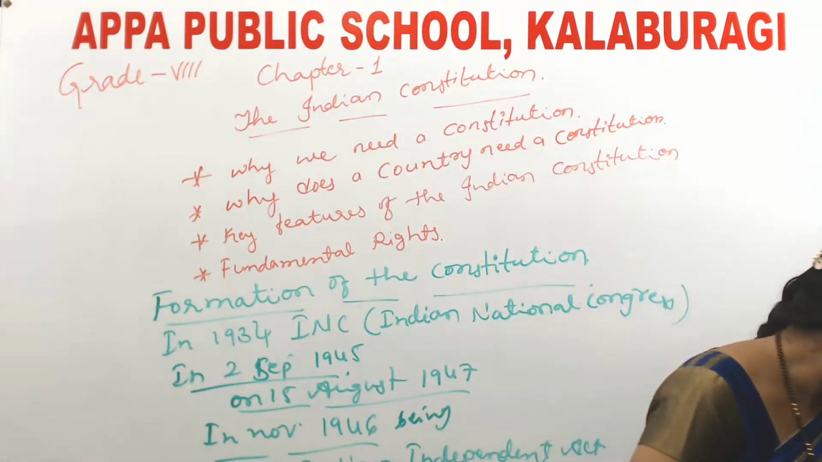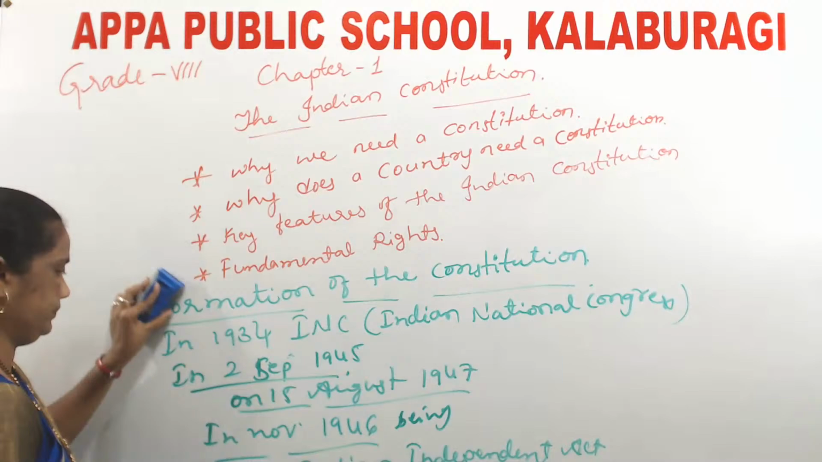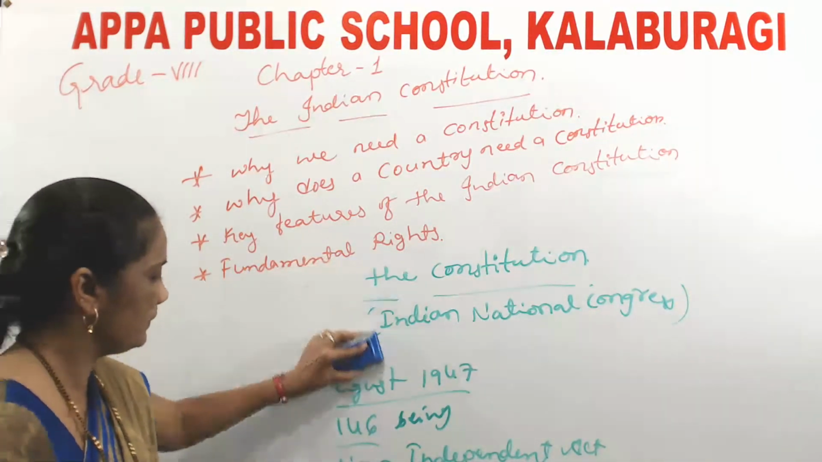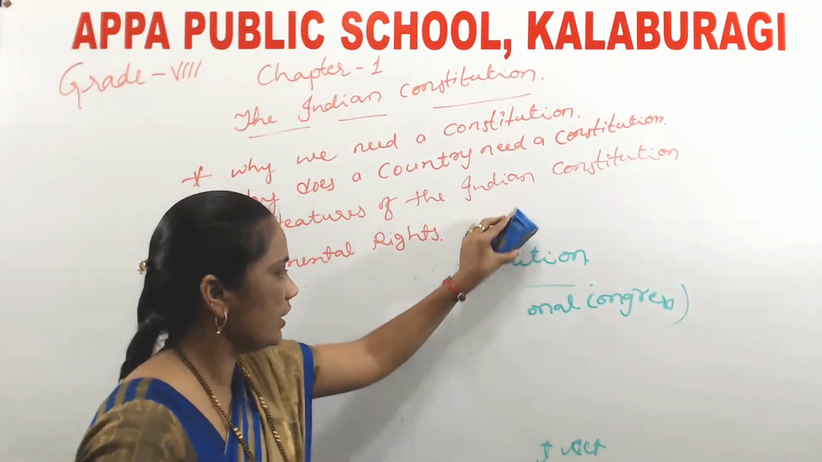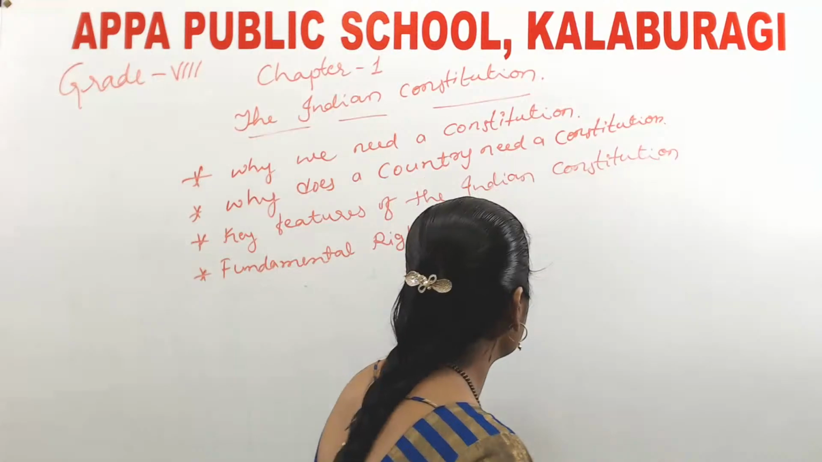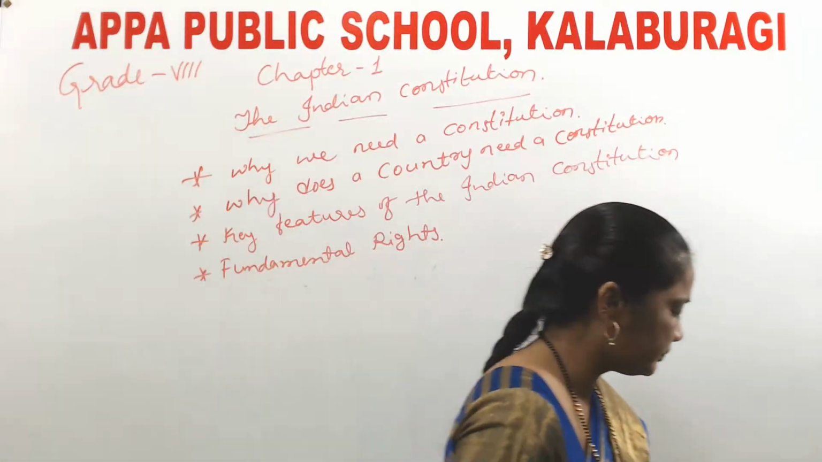And in this Constituent Assembly, there were important members. They are T.T. Krishnamachari, Alladi Krishnaswamy Iyer, K.M. Munshi, Dr. Rajendra Prasad, Dr. B.R. Ambedkar, Dr. Sachchidananda Sinha.